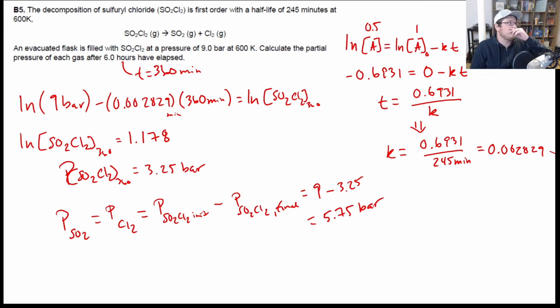And so that's how you approach that. You don't have to worry about equilibrium or anything like that, because the equilibrium is probably very much in favor of the decomposition happening. But for this type of problem, you don't have to worry about that.